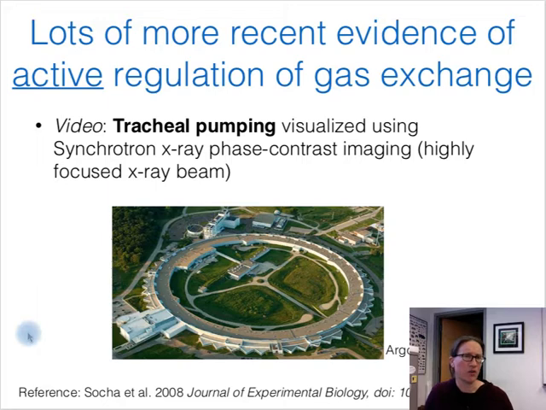So that's sort of our historic view. But more recently, a number of scientists have been gathering evidence that insects are not so passive in their gas exchange after all. It turns out there are multiple processes that insects use to regulate gas exchange. So to give you one example, initially we thought trachea were just kind of static tubes, sort of like pipes or plumbing.